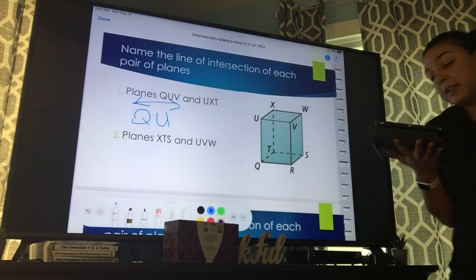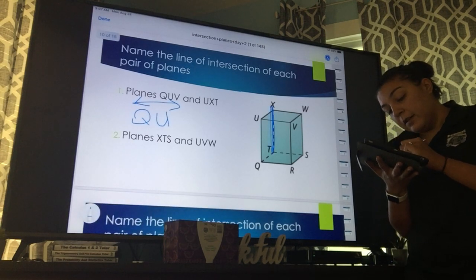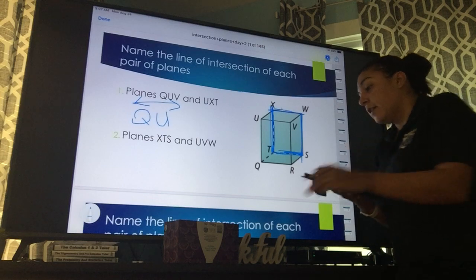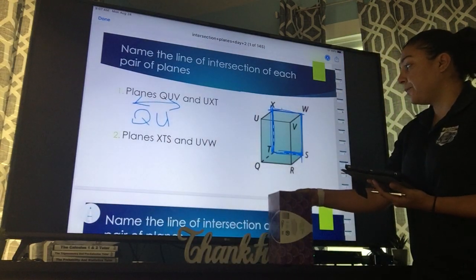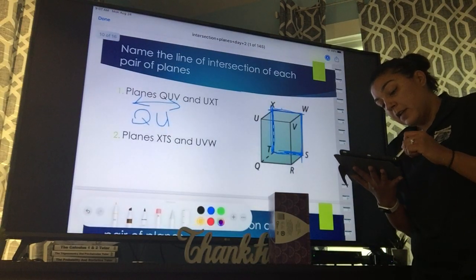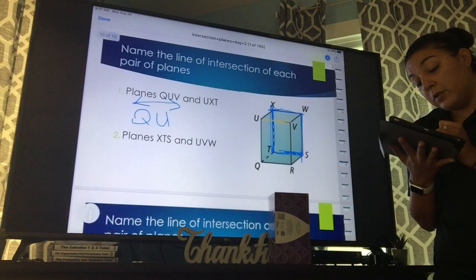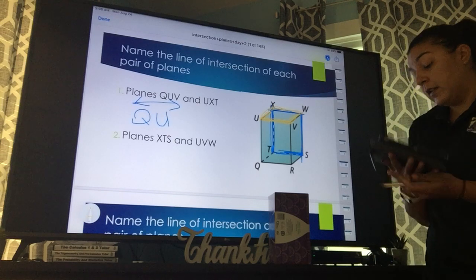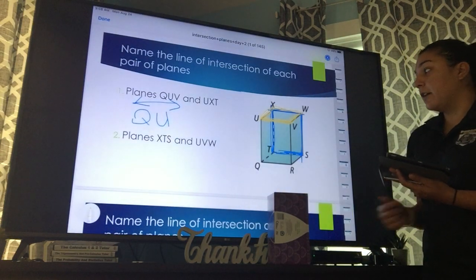So plane XTS, we got XTS, so that's going to be the back side. Okay, and if we were looking at a Kleenex box, we're looking at the back side of it. Okay, and then we got UVW, so UVW. And that's going to be the top of the Kleenex box. So we got the back side and the top side.